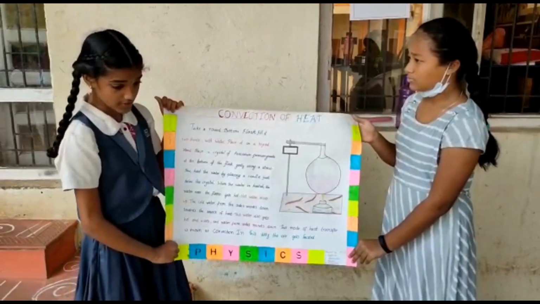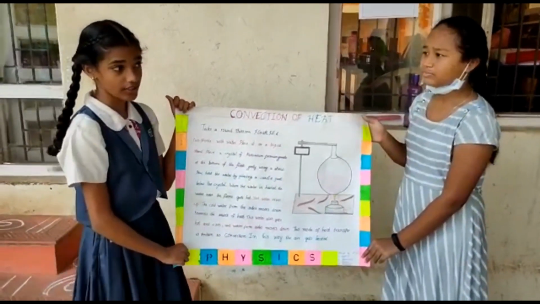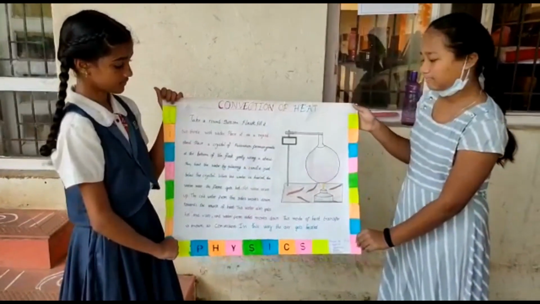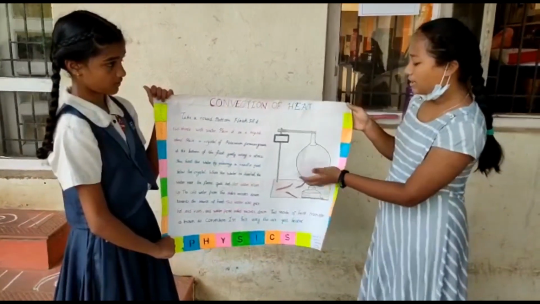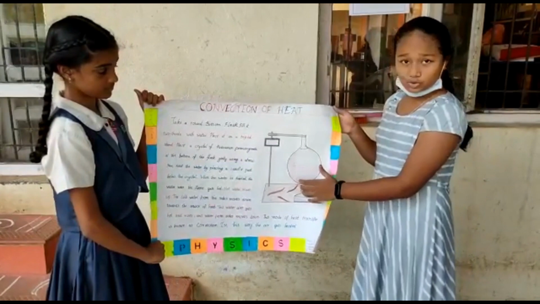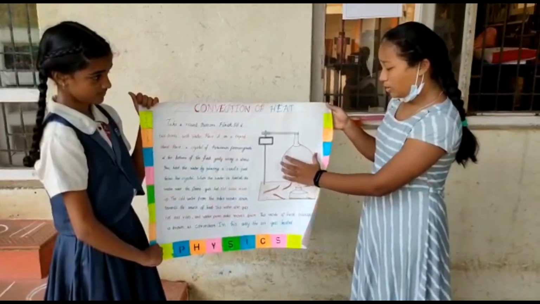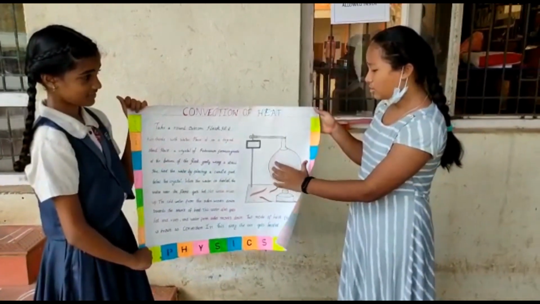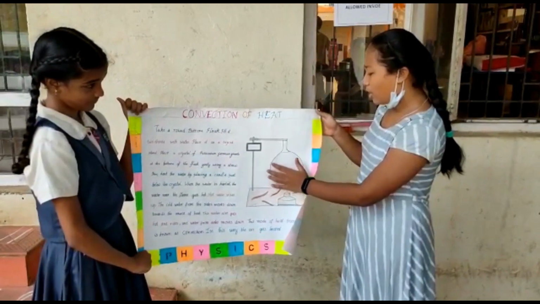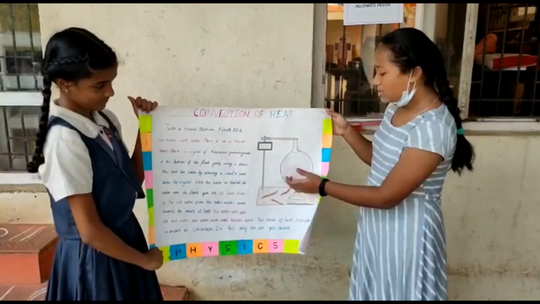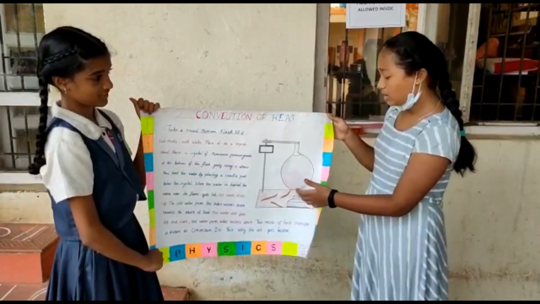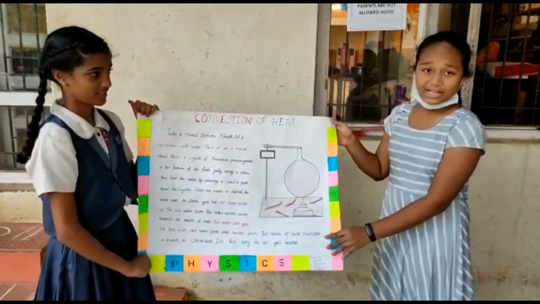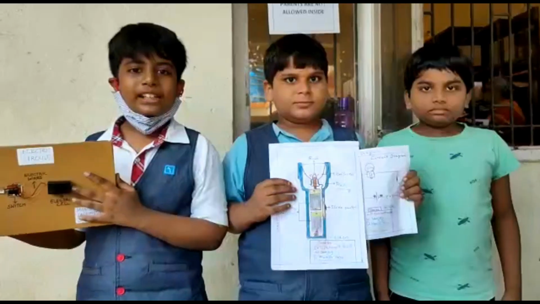When the water is heated, the water near the flame gets hot. Hot water rises up and the cold water from the sides moves down. This water also gets hot and rises, and the water from the sides moves down. This mode of heat transfer is called convection. In this way, the air gets heated. Thank you.